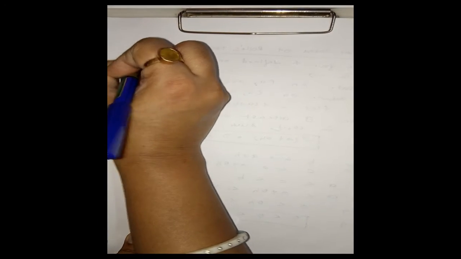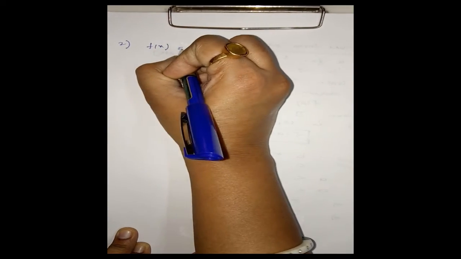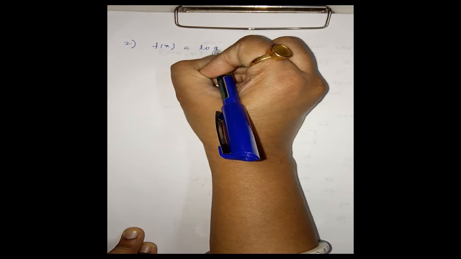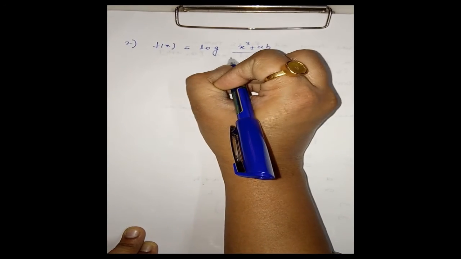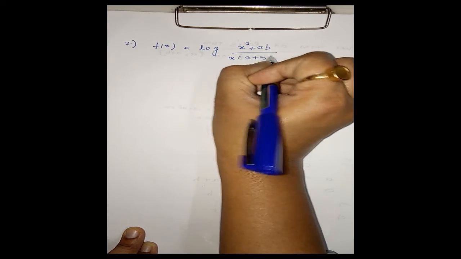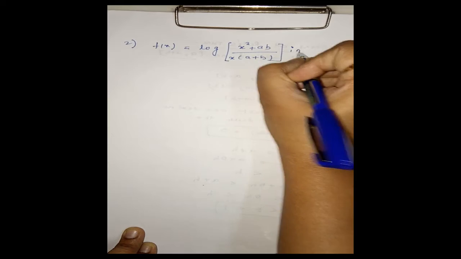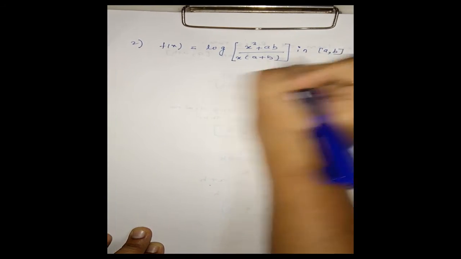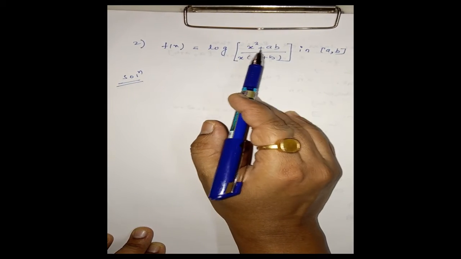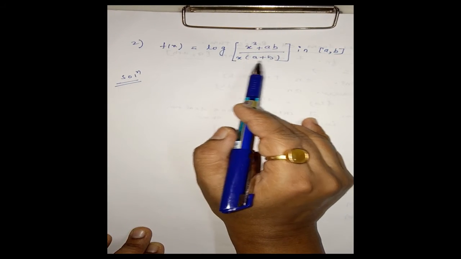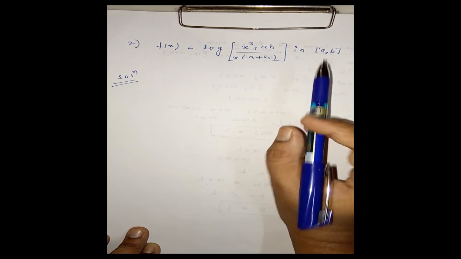Here also we have to verify Rolle's theorem for the function f(x) is equal to log of (x square plus ab) upon x into (a plus b), and the interval is the closed interval [a, b].